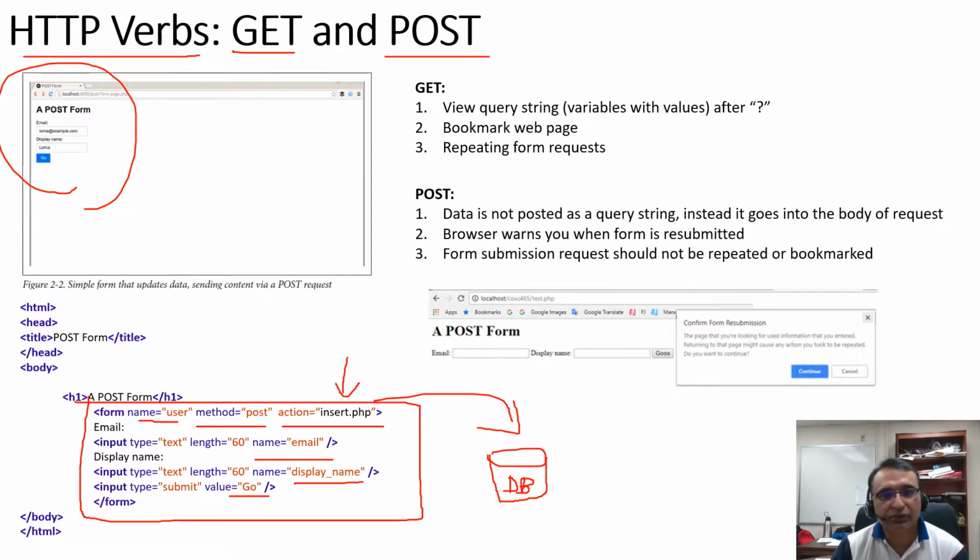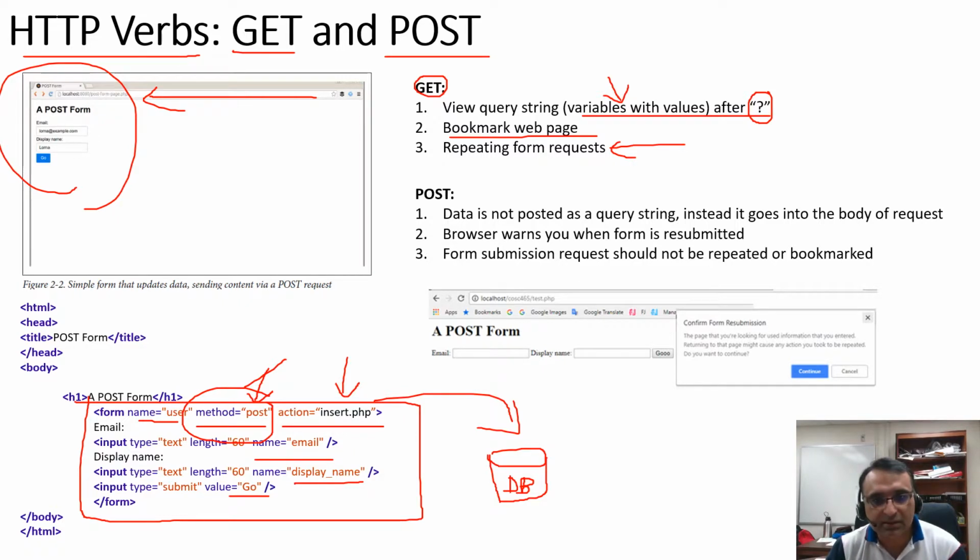By the way, just to show you the difference between get and post, this is post, and if we put get here, get shows query string variables with values after this question sign. It means we're talking about the URL. In the URL, you can view the variables and values if you're using get. You can bookmark the page because values and variables are there. Repeat form requests, you can press refresh, refresh, refresh, or F5, F5, and it will resend the request.